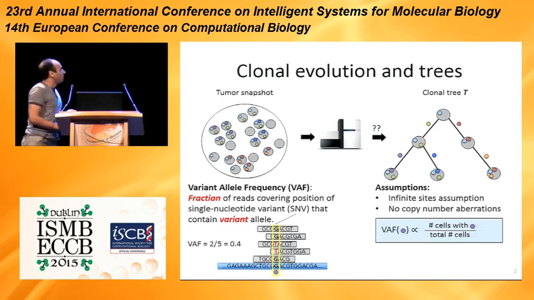So for SNVs, it's reasonable to assume that a mutation only occurs once throughout the entire history of a tumor. This is the infinite sites assumption. And in addition, we only restrict to SNVs that are unaffected by copy number aberrations. So under these two assumptions, the variant allele frequency of a mutation is proportional to the number of cells that have the mutation. And this is a great result that we actually use throughout the rest of this talk.